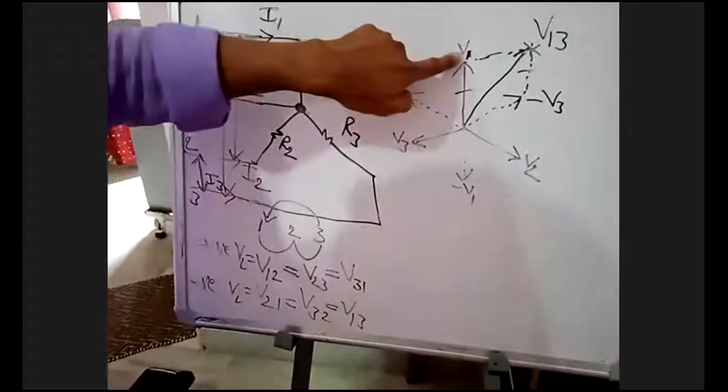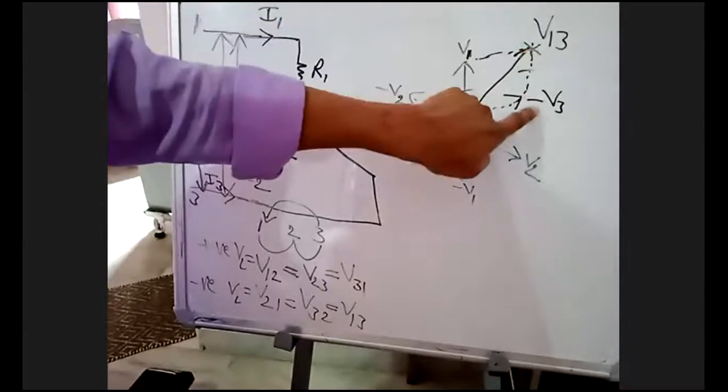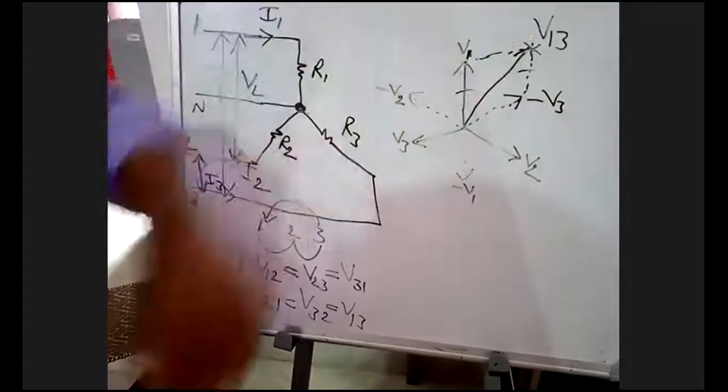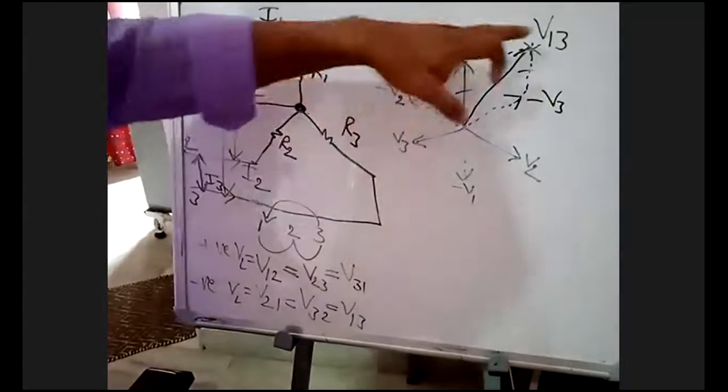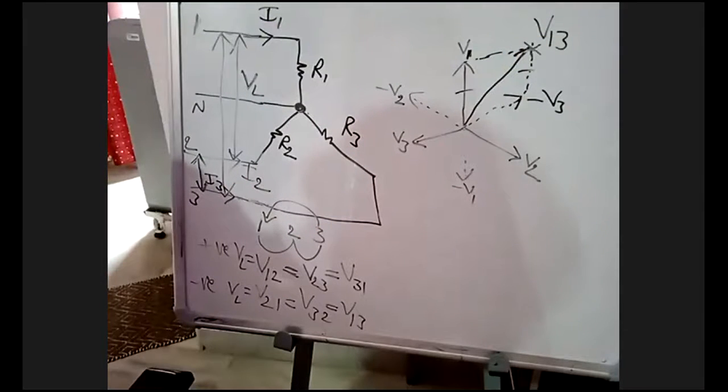First I will take the positive suffix, V1, then the negative voltage, minus V3. What is this voltage? In between 1 and 3, the line voltage V13.